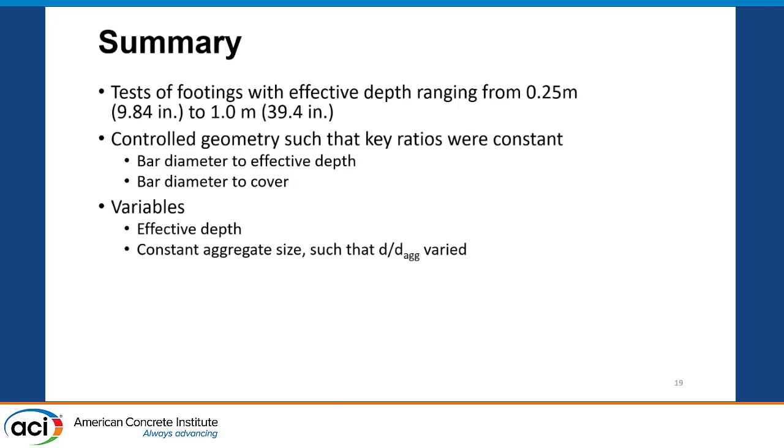Aggregate size was constant, but the ratio of bar diameter and aggregate size to effective depth was varied. The reinforcement ratio was also varied from 0.5% to 1.5%. The compressive strength was varied, but only for one test, so that was not really conclusive. It was just an interesting observation.